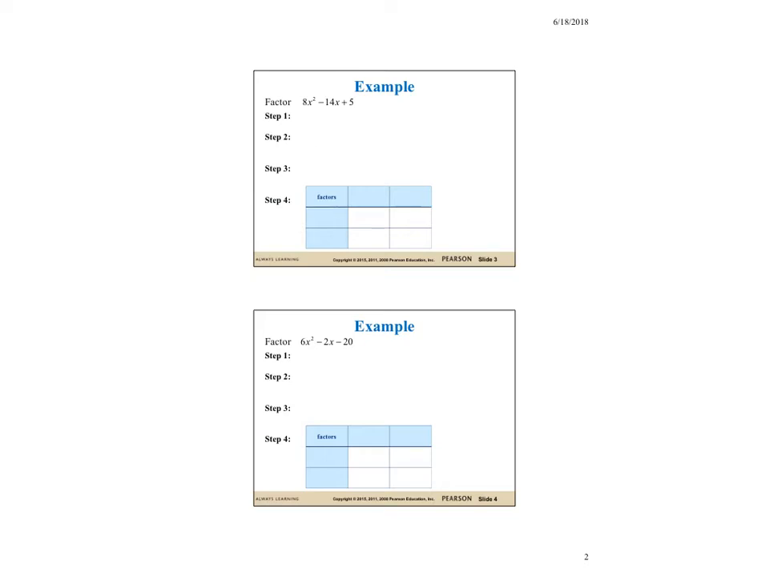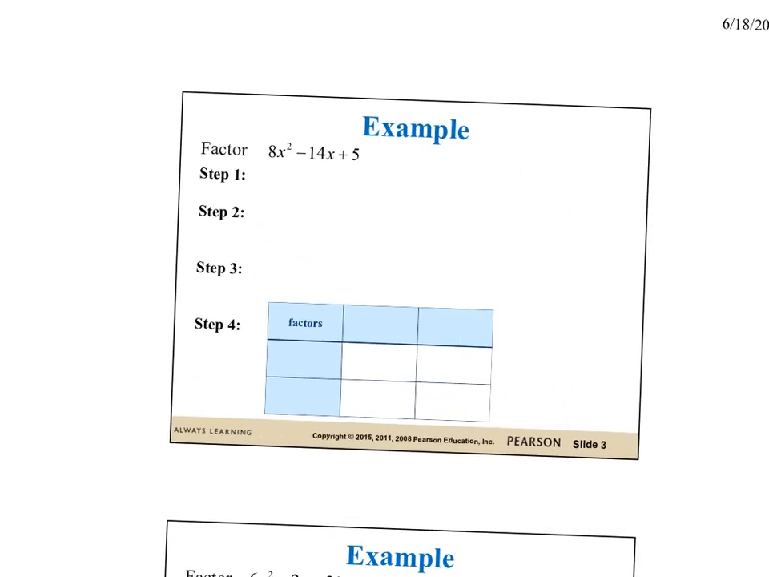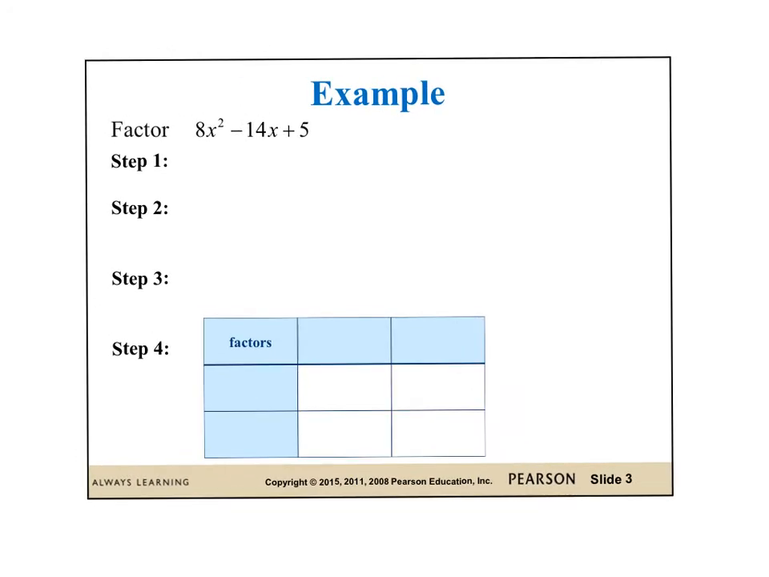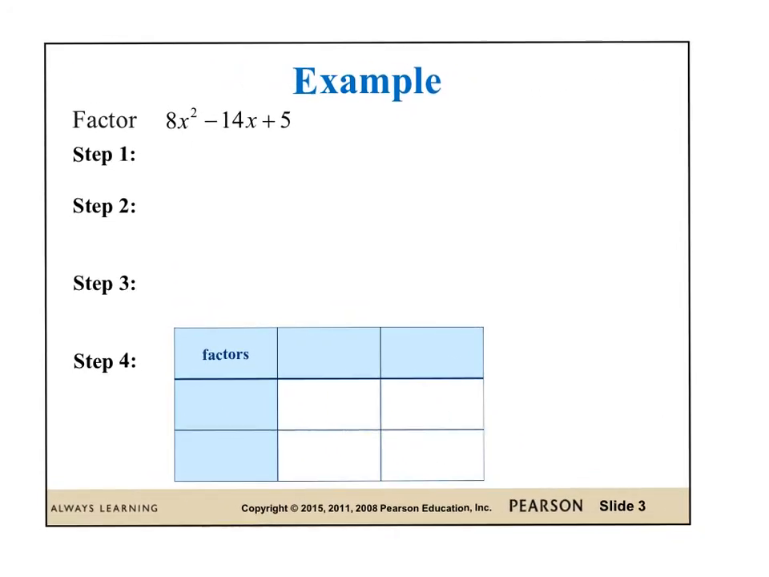So here's our first example. I am first going to enlarge these examples so that we can see them better. And so we need to factor 8x squared minus 14x plus 5. Now, in order to do that, we need to look for a greatest common factor. So that's always going to be your first step.